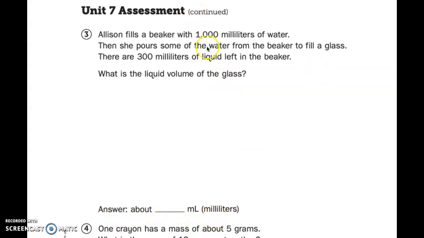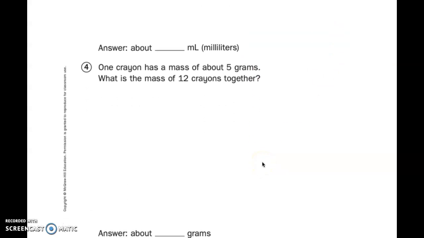So think about what you know. You know this beaker is 1,000 milliliters. She pours some of it into a glass. And then from those 1,000 milliliters, there are 300 milliliters left in her beaker. Once she pours in the glass, how much was in that glass? That's what we want to know.